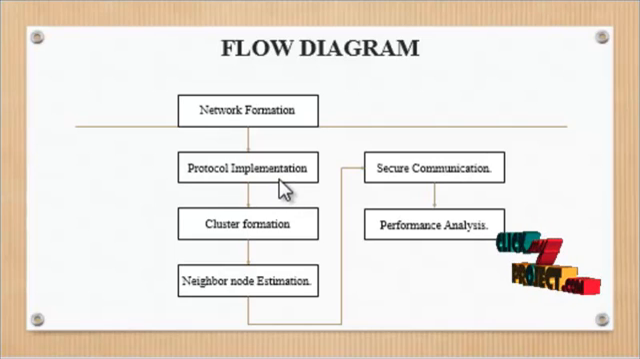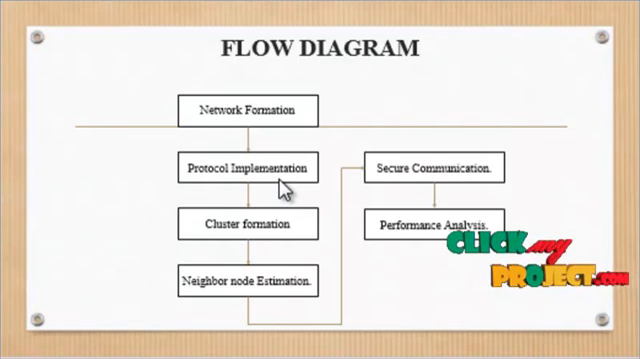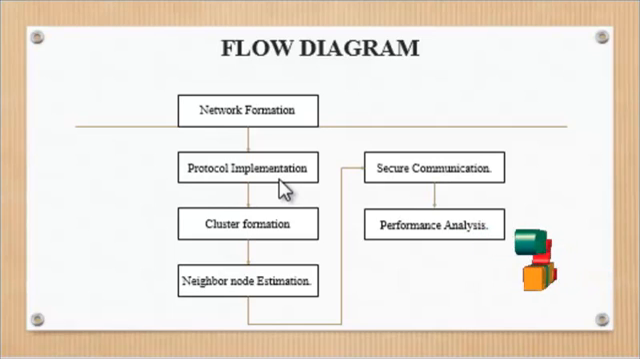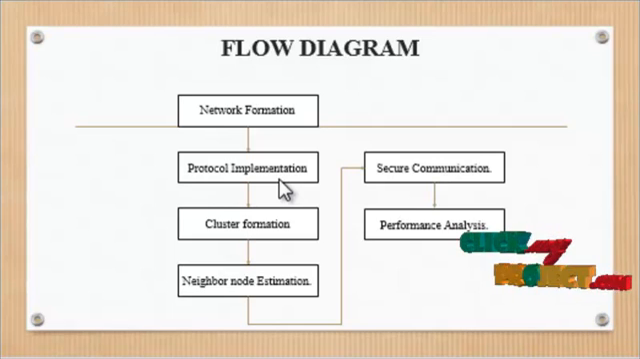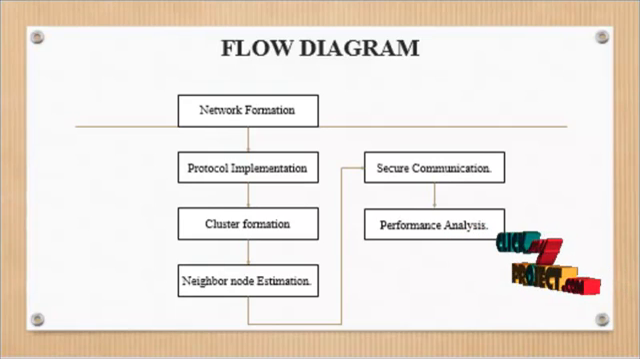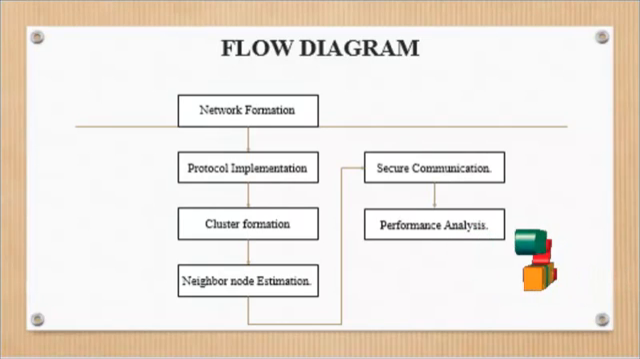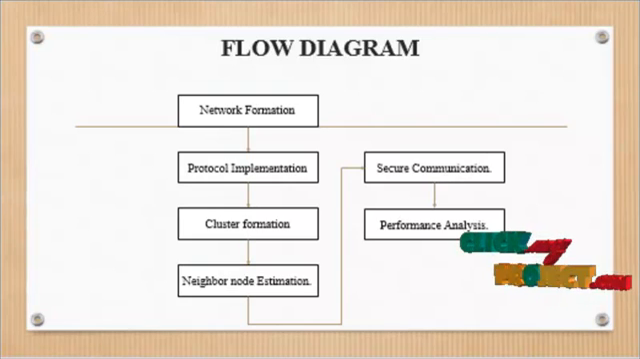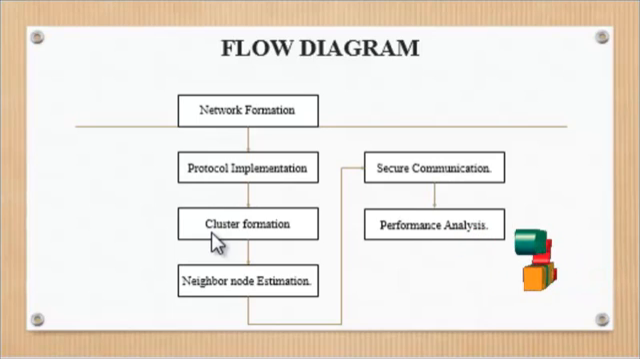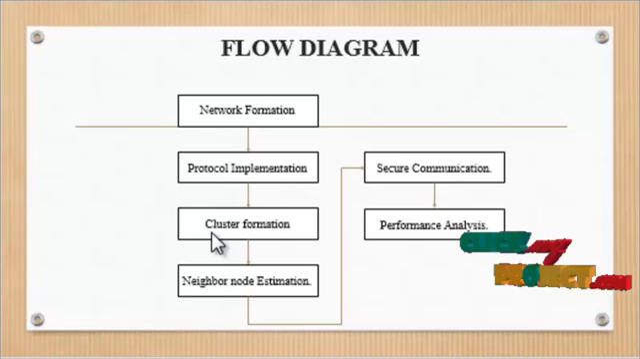Next one is protocol implementation. Here I implemented the enhanced optimized energy efficient routing protocol. The protocol contains particle swarm optimization. The particle swarm optimization algorithm is used to find each and every node's position, velocity, distance and speed. This algorithm is used to update all the nodes. Then cluster formation: the cluster formation is position based grouping. Then source and destination are mentioned here.